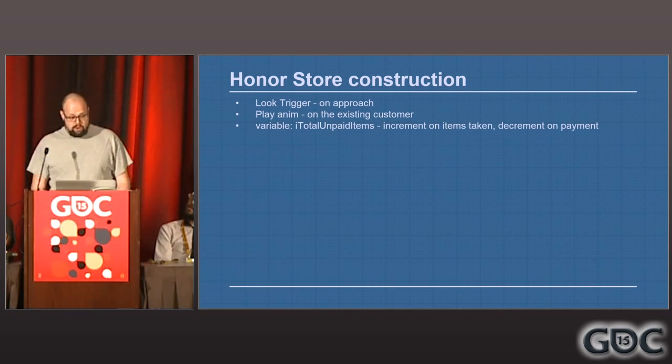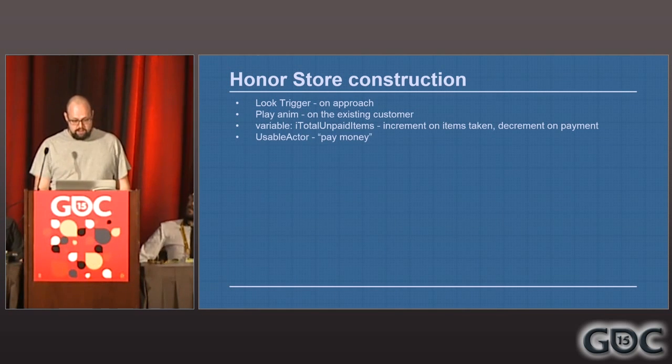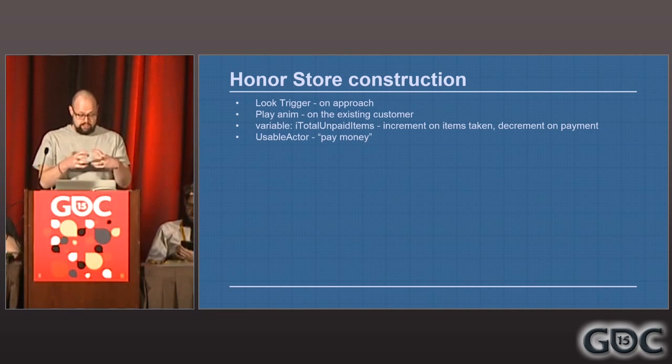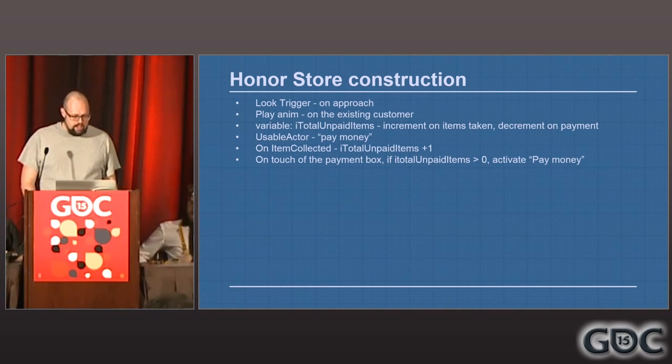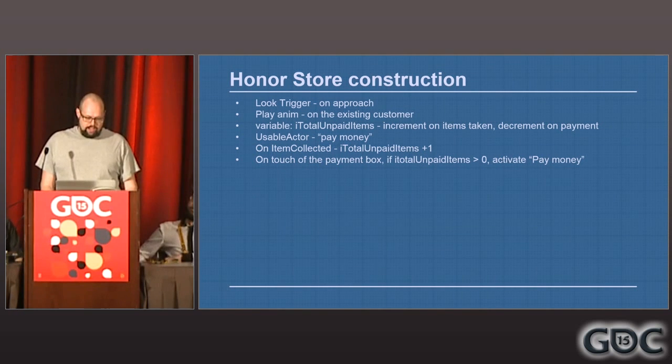There's a variable in the store, and this is like the core unit of logic for this whole encounter, or this whole sequence: I total unpaid items, or something like that, which I just count up as the player takes items, and I decrement to 0 when they pay. There's a usable actor that sits on the little money bin. And then every time they collect something, I increment that I total unpaid items by 1.